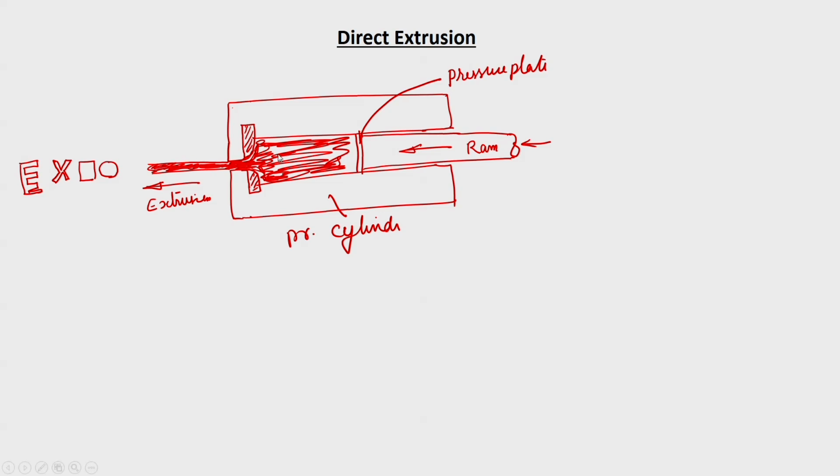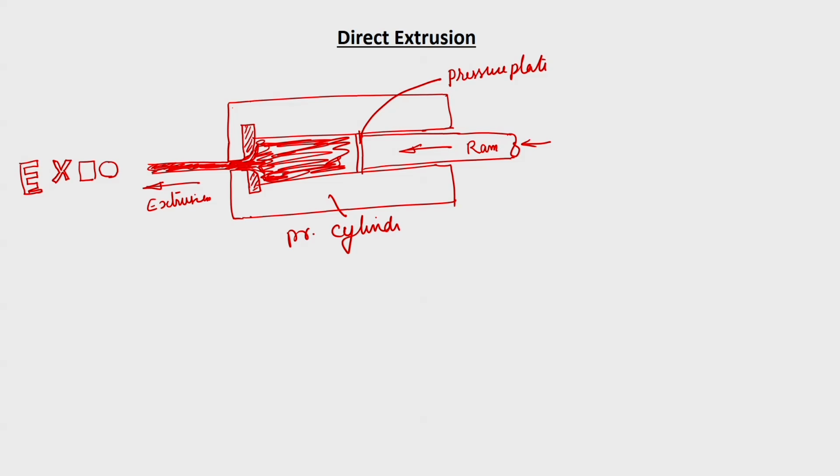Now, what is the purpose of a pressure plate? This pressure plate will have a diameter more or less equal to your inside diameter, and the ram will be exerting the pressure or the high stresses, maybe through a hydraulic system, or it can be through a screw press system, any type of press system it can be.